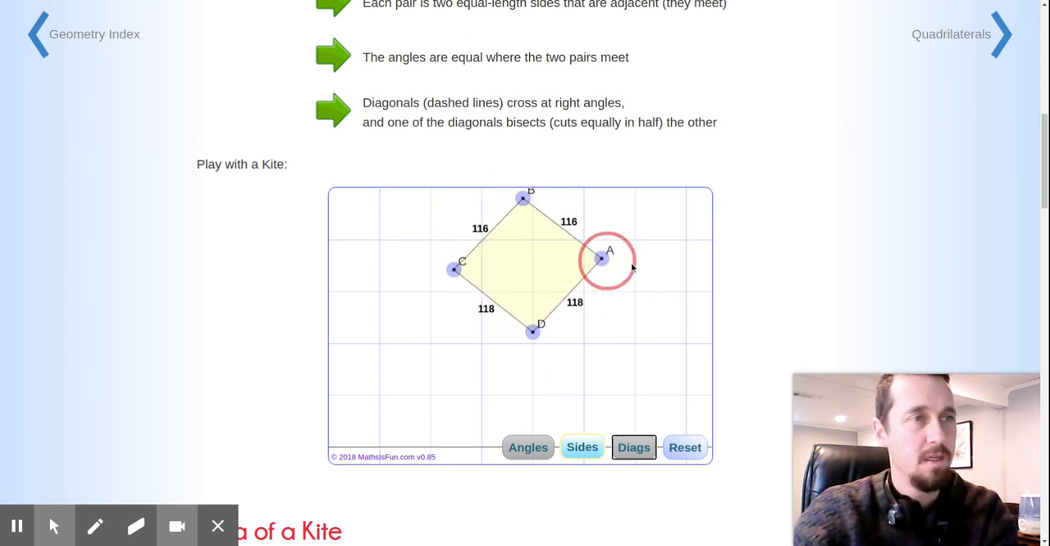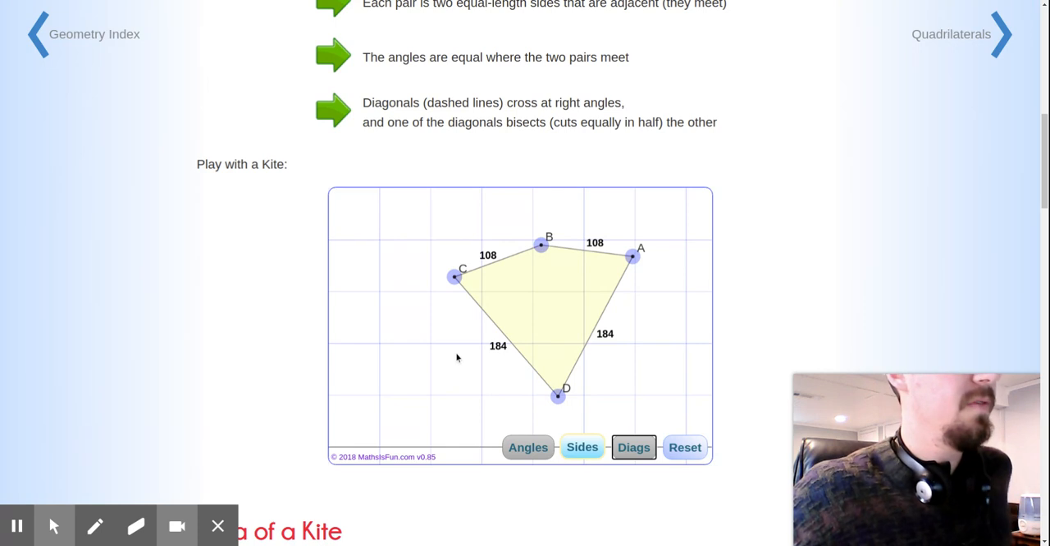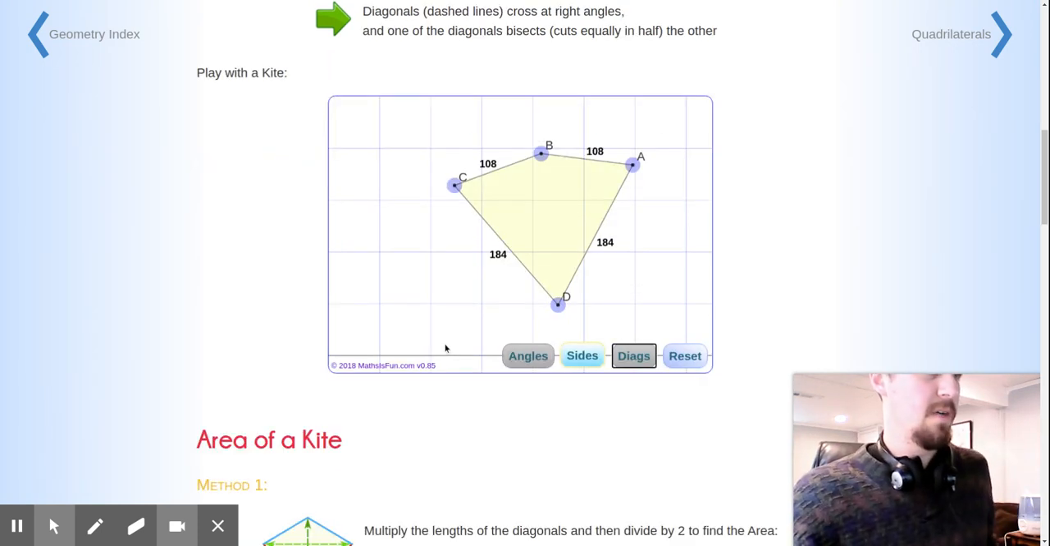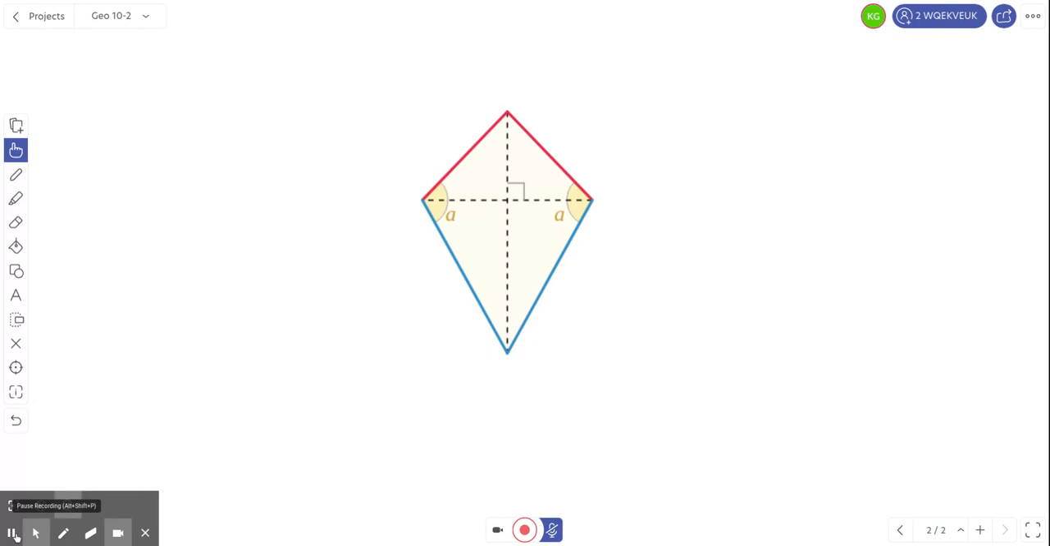So there's some of the important things to know about kites, but what we want to know is how do you find the area of a kite? So, in order to understand how we find the area of a kite, let's look at this kite. Now, I'm not going to draw this one out on paper, but you use your imagination here.